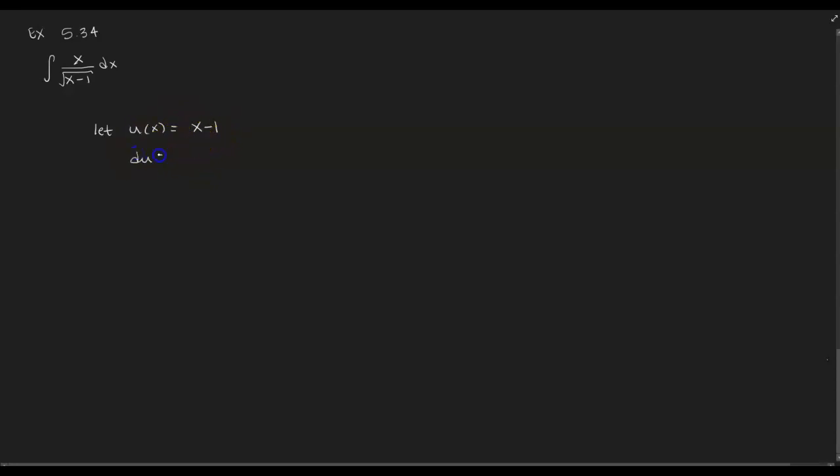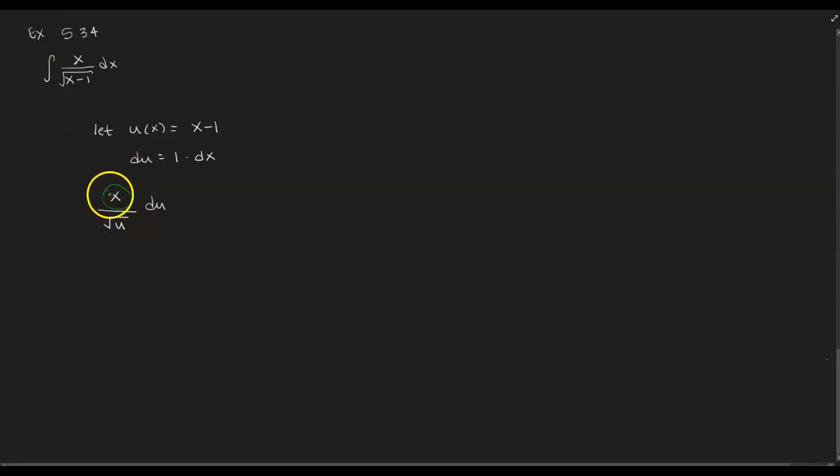So then du would become 1 times dx. And then when we go to replace our integral, we know that the denominator is going to become the square root of u. We have x dx left, and our du differential does not have a factor of x in it. So we could just replace dx with du, that's fine. But it's not okay to still have an x inside of our integral. Remember, we need to replace everything with terms of u.